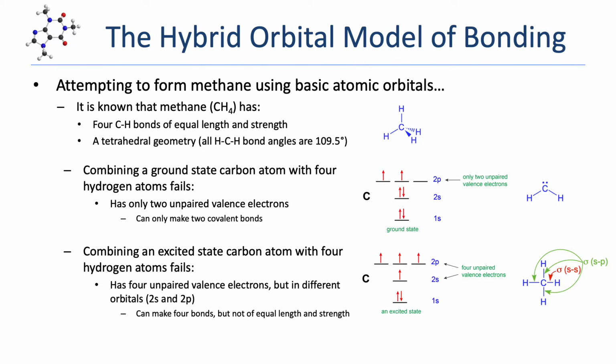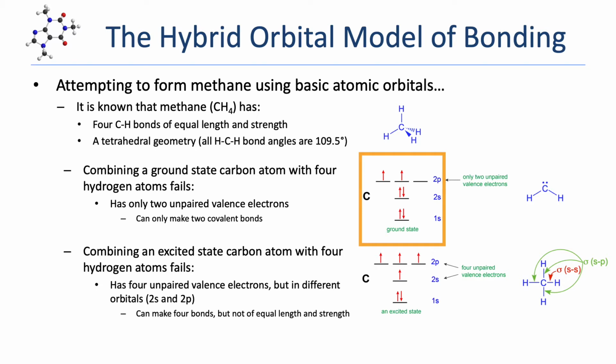Now let's see what happens when we try to make methane using the original native atomic orbitals from each atom. So think about hydrogen. We've got four hydrogen atoms, and each one has a 1s orbital with one electron in it. The carbon atom, let's use the ground state configuration of carbon, has both first and second shell orbitals and six total electrons, four in the valence shell. So the electronic configuration of ground state carbon would look like this. Well, you can see the problem.